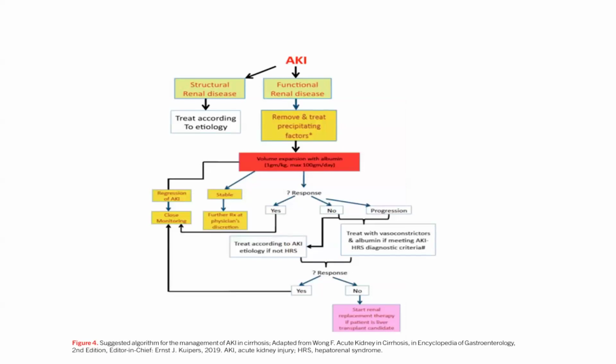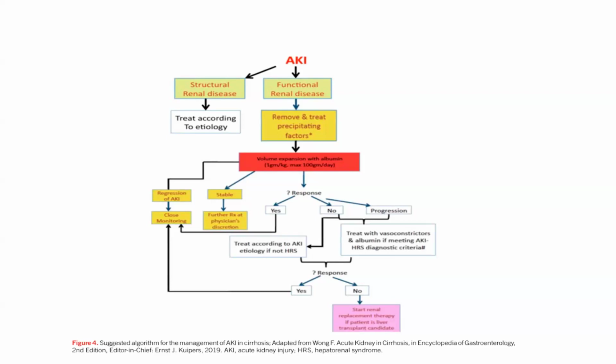This is the schematic representation of how we should approach a patient with acute kidney injury in the background of acute decompensated liver disease. If it is a structural renal disease, then we have to treat according to the etiology. If it is functional renal disease, then identify the precipitating cause and treat it. For volume expansion, give albumin at 1 mg per kg, maximum 10 gram per day. After volume expansion, we need to assess the response. If there is a regression of the AKI, then close monitoring is needed. If the patient's condition is stable, then further treatment is according to the physician's decision.